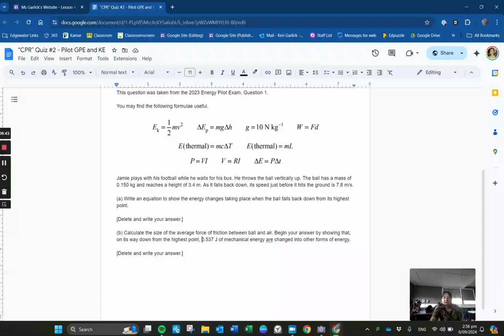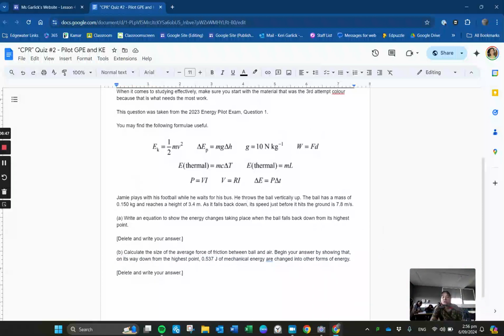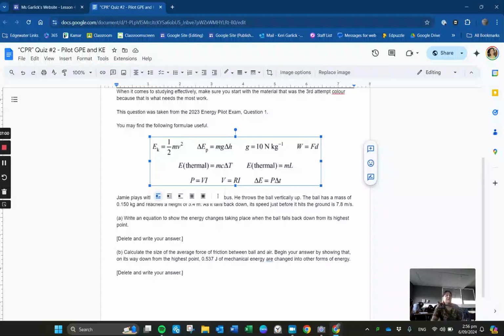That is the amount of mechanical energy being changed, but then where is it going? So that's what we need to think about. So we need to be mindful that there's friction occurring because the ball's falling down and interacting with the air. So basically, we need to figure out what the friction force is. So we need to figure out how much work is getting done and then the distance that is happening.